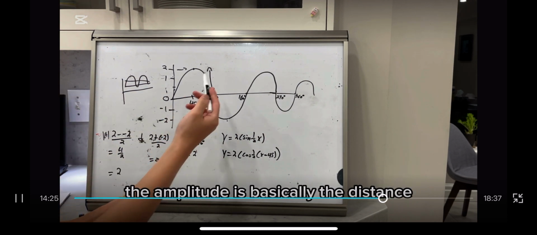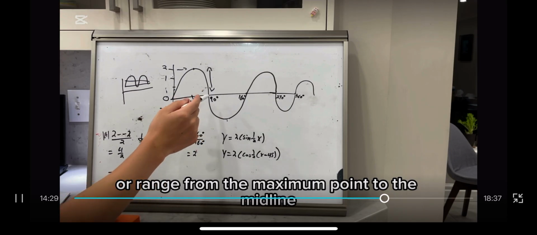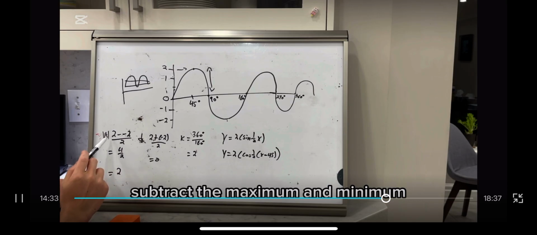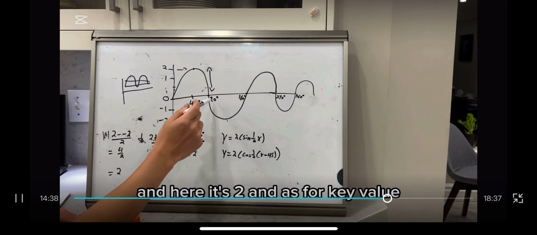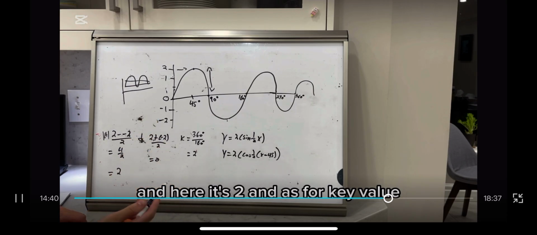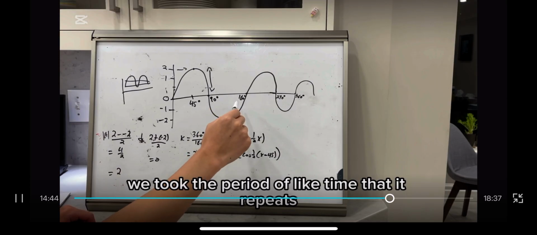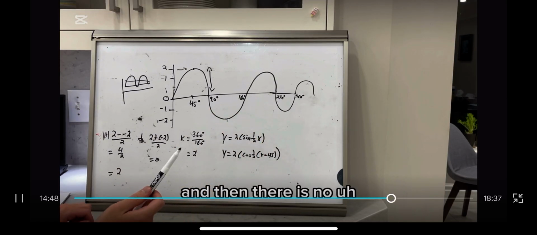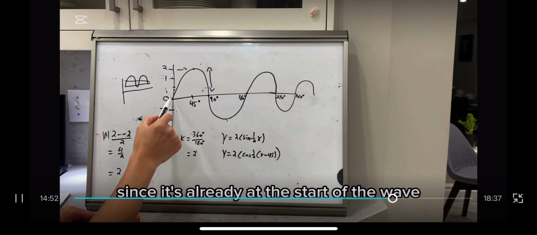And the amplitude is basically the distance or range from the maximum point to the midline, or the minimum point to the midline. And as you can see here, we subtracted the maximum and minimum, and we got 4 over 2, and then we can see the distance from here to here is 2. And as for the k value, 360 degrees over 180 degrees, we took the period, the time that it repeats, which is 180, and then divided 360 by it, and we got 2. And then there is no phase shift for the sine graph since it's already at the start of the wave.